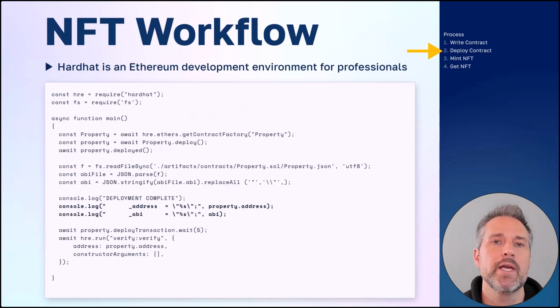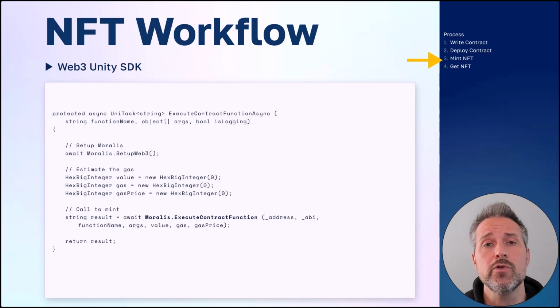There's many popular ways to deploy a contract onto the Polygon blockchain. The one we'll use is called Hardhat. Then from within Unity, using C# and the SDK provided by Moralis, we're able to mint the NFT. This is going to happen each time the user wants to buy or create an in-game property.